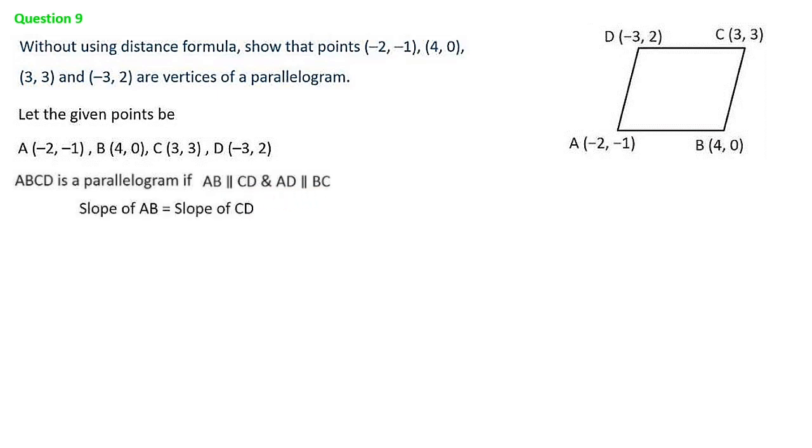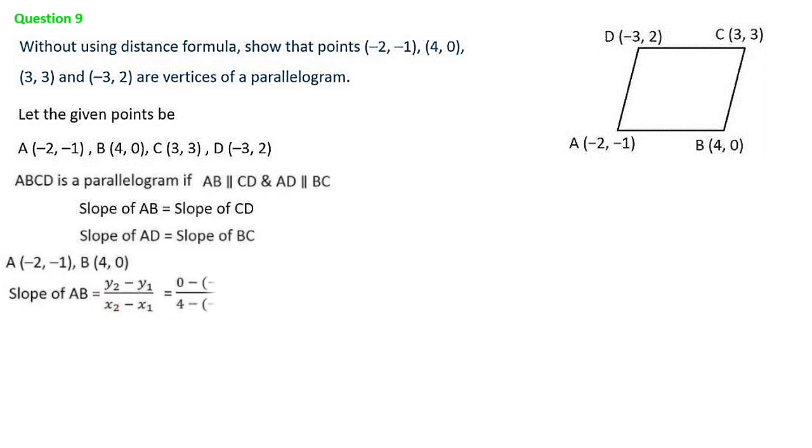Opposite sides are parallel means the slope of AB and the slope of CD are equal because AB and CD are parallel. In the same way, the slope of AD equals the slope of BC. So let's first find the slope of AB. For that, with A and B, we can write the formula: slope of AB is y2 minus y1 divided by x2 minus x1. That means 0 minus minus 1 divided by 4 minus minus 2.